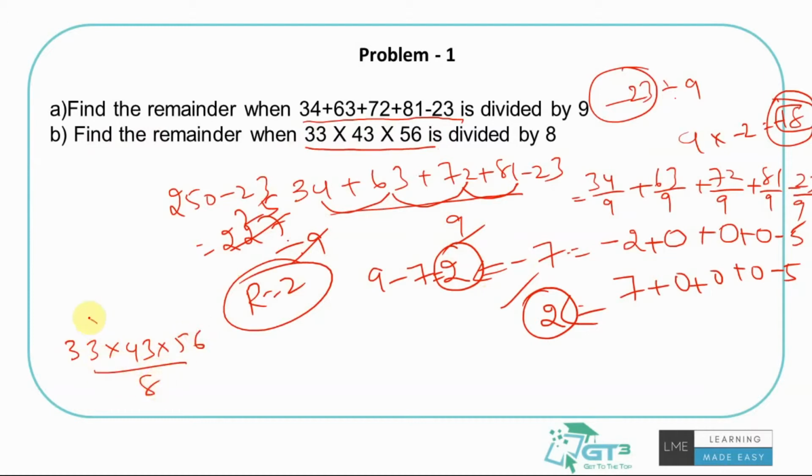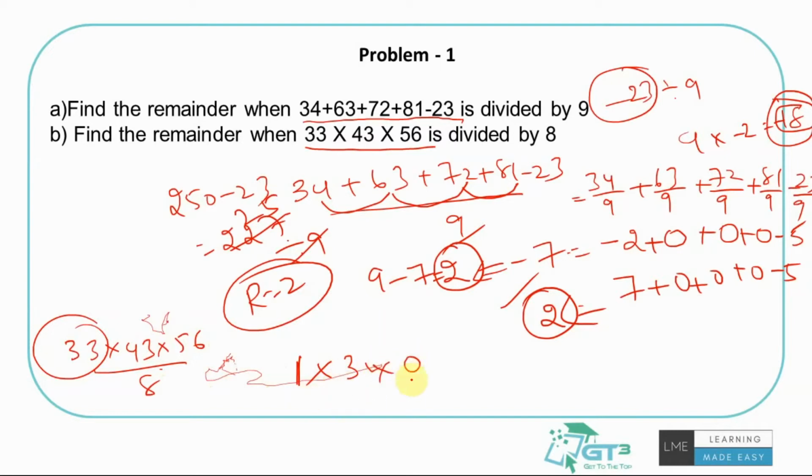What will be the remainder for 33? 8 4s are 32. So it's 1 more than 32. So the remainder is 1. This one, 8 5s are 40. So the remainder is 3. This one is basically 8 7s are 56. Right? Sorry, yeah. 8 7s are 56. So the remainder is 0.